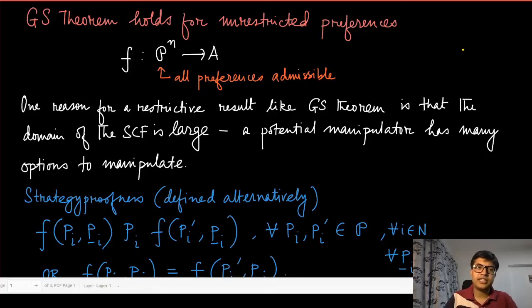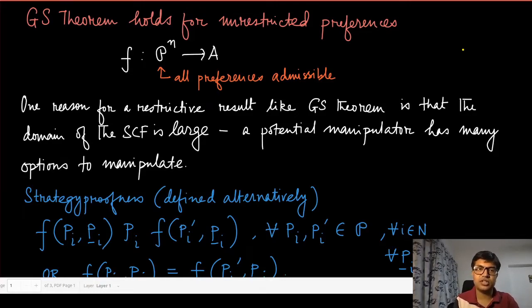The Gilbert-Satterthwaite theorem is important and quite significant, but it still gives you the sort of negative result that you cannot really have any non-dictatorial social choice function with those two very desirable properties, ontoness and strategy proofness. Now, is that the end of the story for social choice functions?